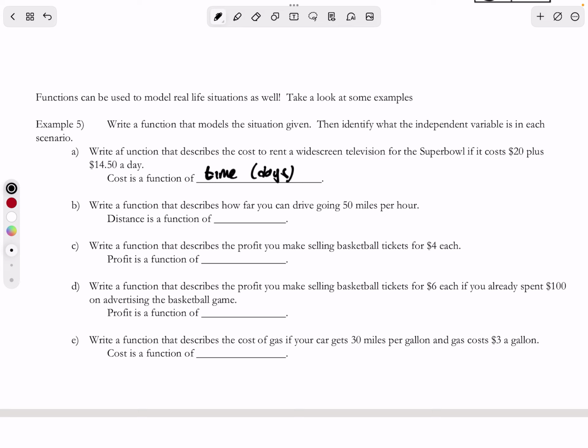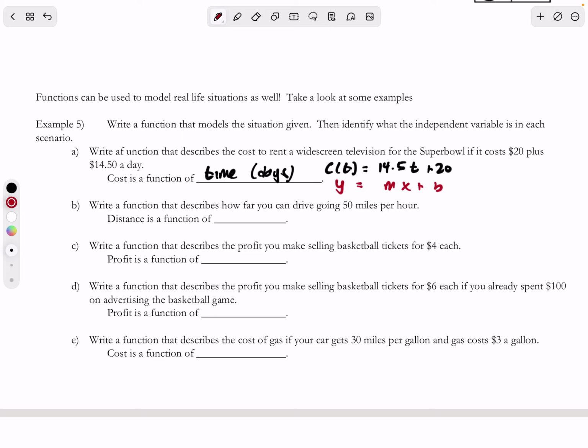And specifically, this is like a fixed cost, variable cost kind of thing. My cost function, which depends on t, if I'm doing mx plus b form, is 14.5t plus 20. It's very similar to y equals mx plus b. You're now thinking in terms of other variables.